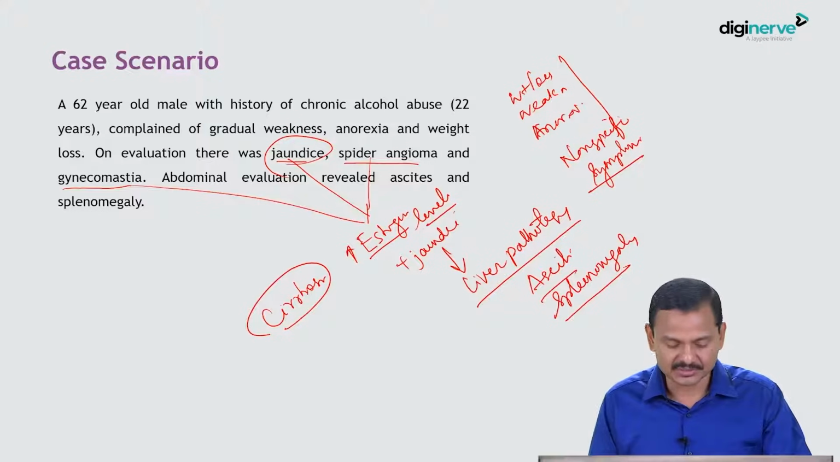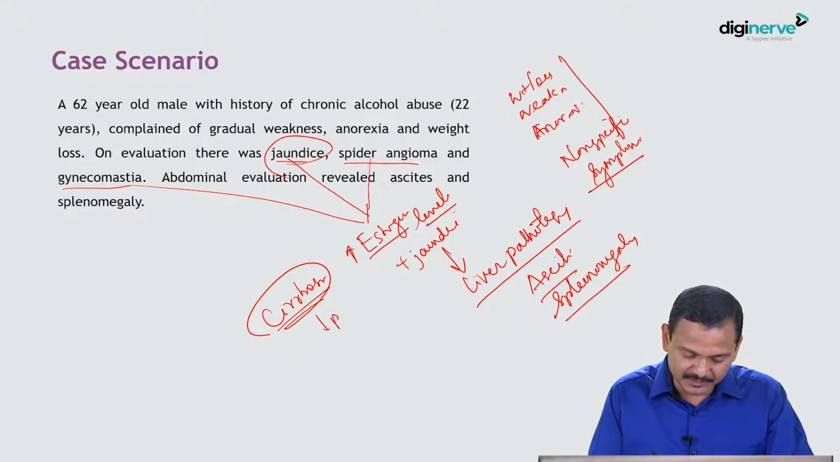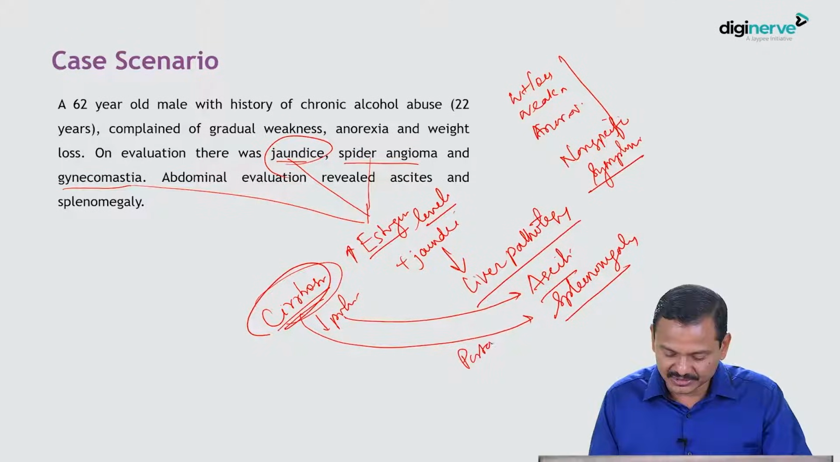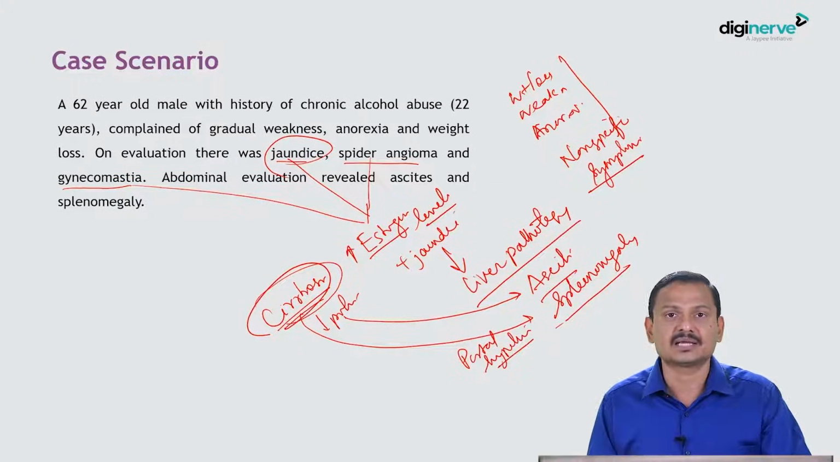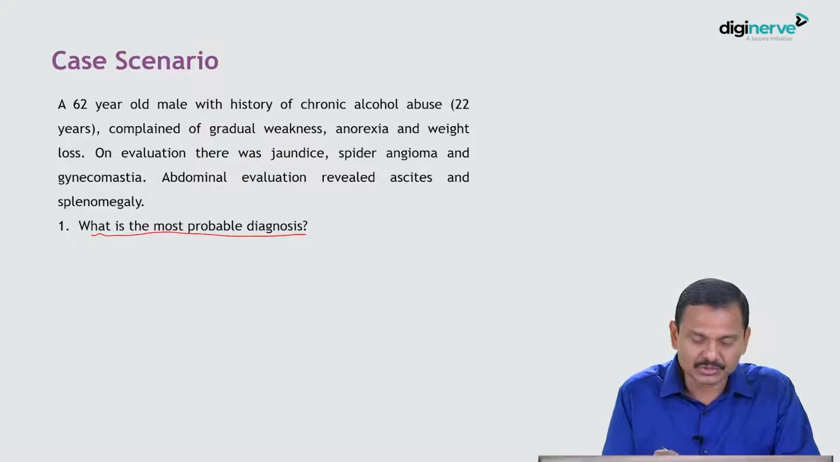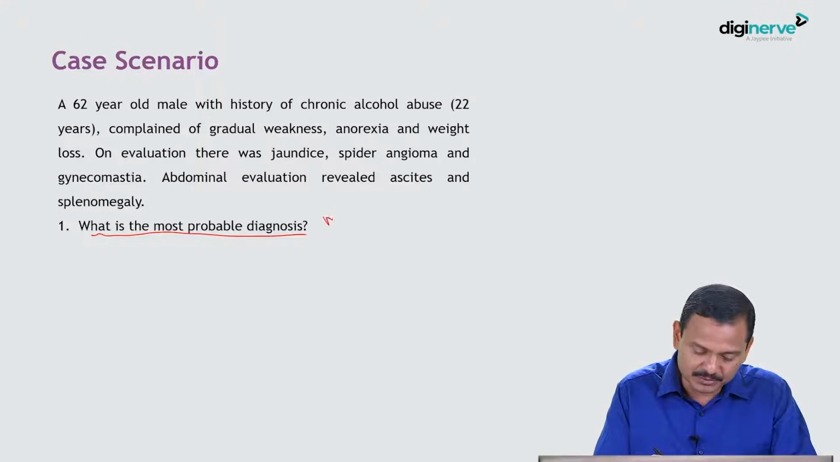Now why cirrhosis? Because cirrhosis can lead to a decrease in serum proteins, and that can explain the ascites. And because of cirrhosis, there can be portal hypertension, and portal hypertension can lead to splenomegaly. So that is how the whole clinical scenario can be explained. Now what is the most probable diagnosis? The most probable diagnosis is cirrhosis of liver.